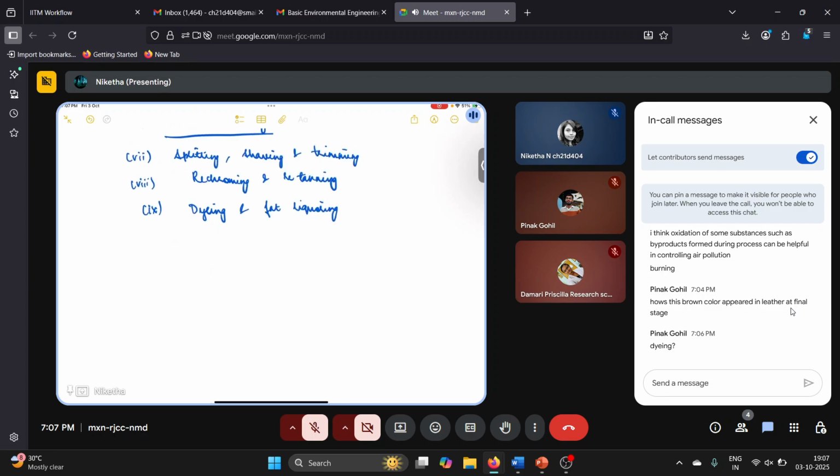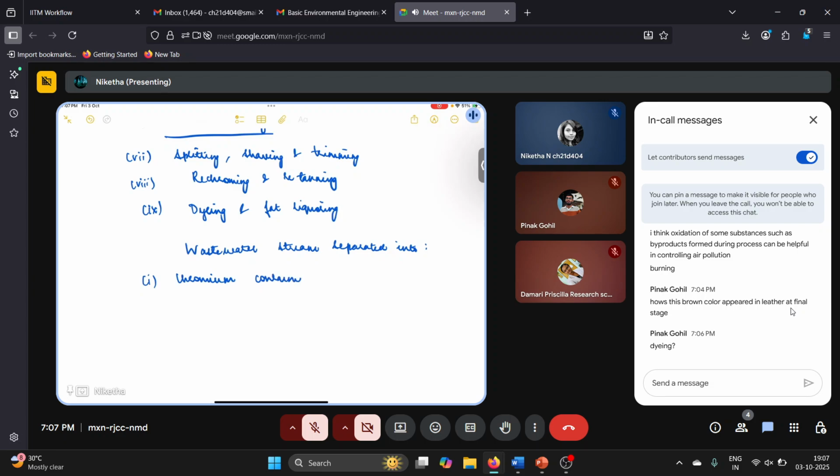So generally, the wastewater that is generated in the tanning or leather industry is split into two streams. The first one is the chrome containing or chromium containing wastewater.